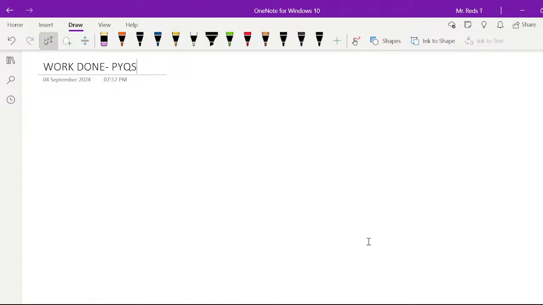Right, let's see a few questions based on work done. Questions based on work done means work done by constant force, work done by variable force, graphical based questions. All together, let us discuss. So one of the questions is from 2019. This question is asked in 2019.